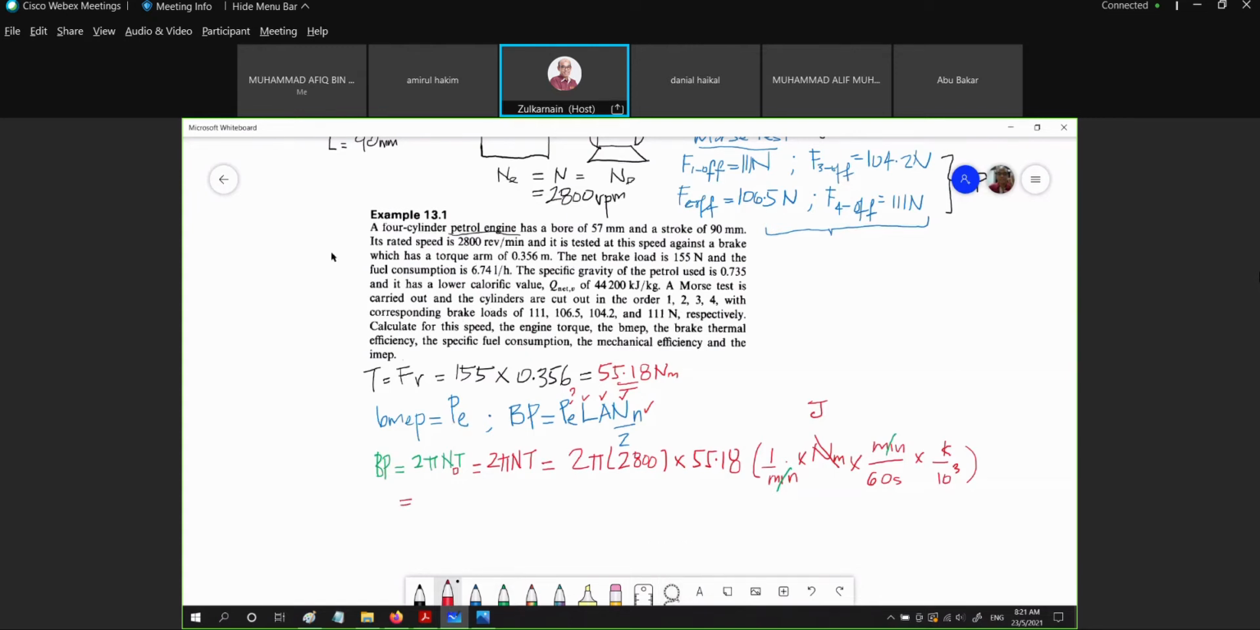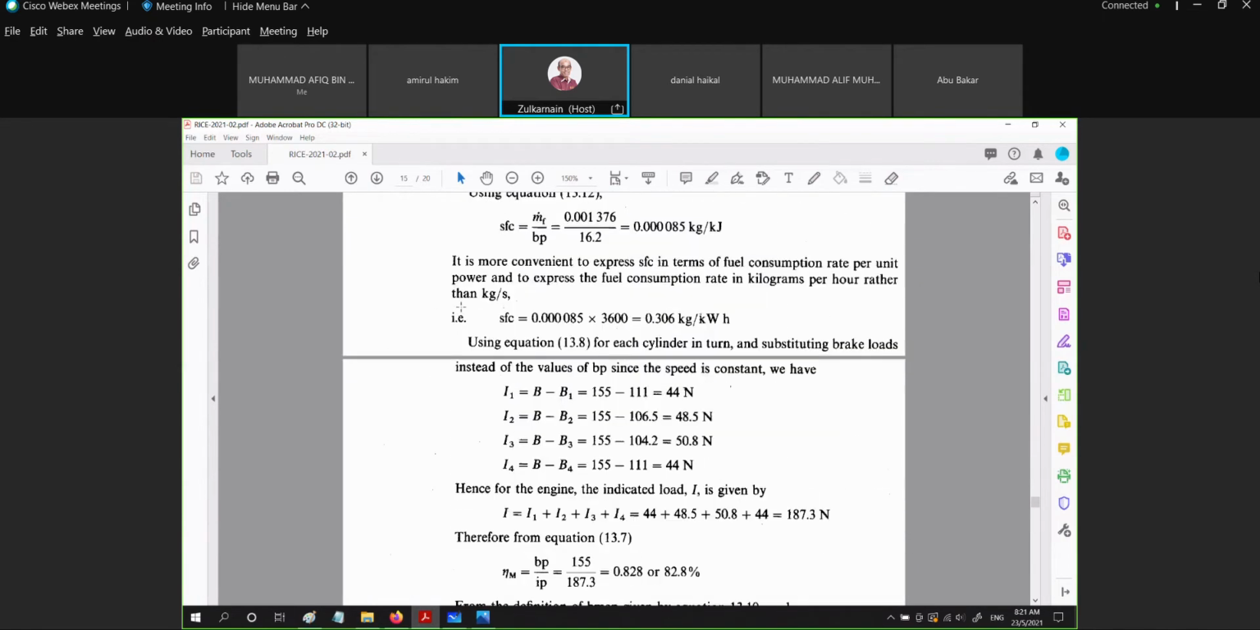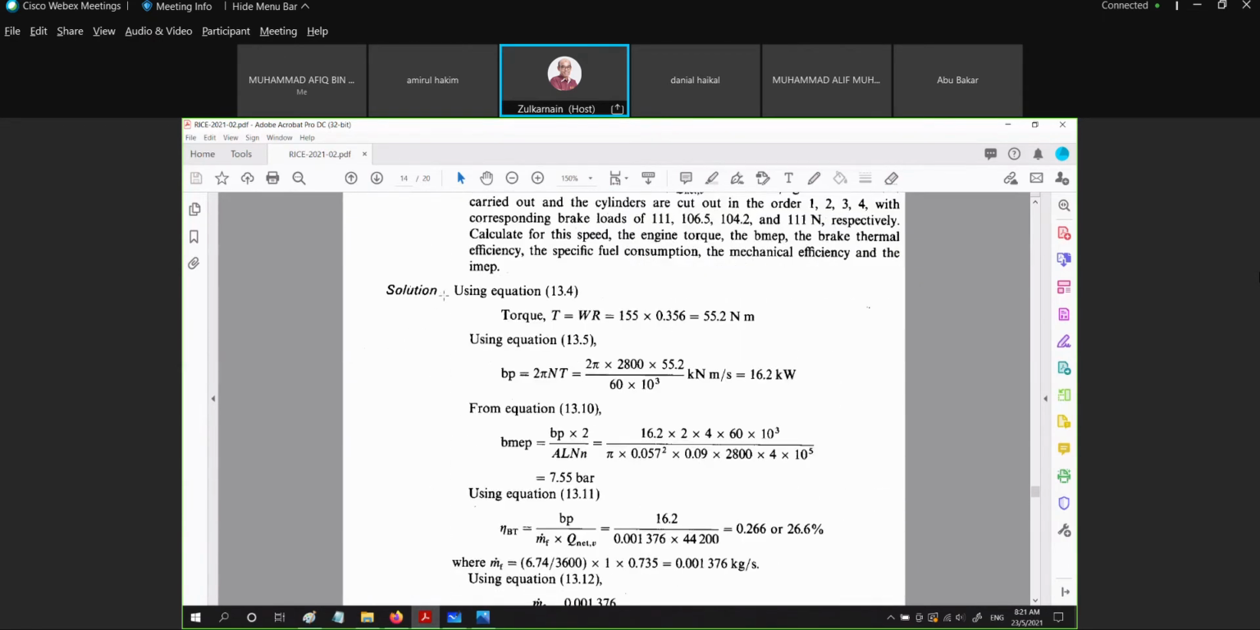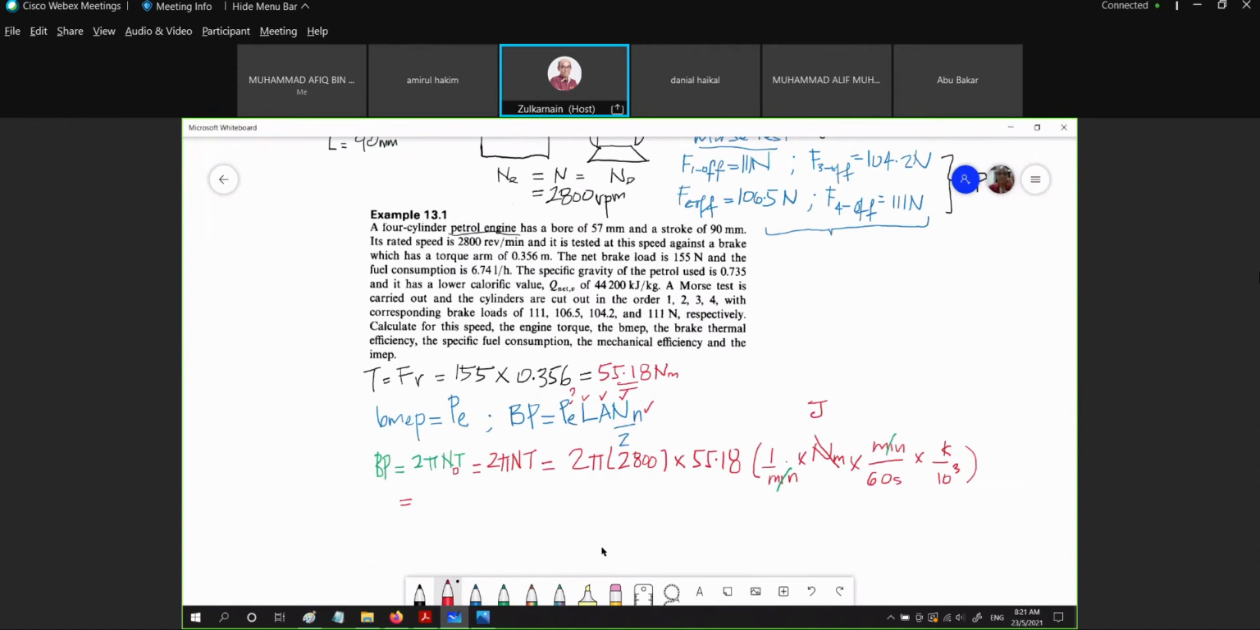Oh, saya pasti dekat sini dah ada kita punya jawapan. Example 13.1. Okay, this is our BP 16.2. Okay, 16.2. So kita dapat 16.2. 16.2 kilowatt. Then once kita solvekan untuk BP, then kita boleh dapatlah kita punya PE.